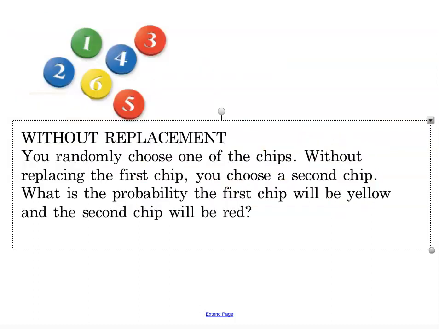So you probably remembered the spinner and the coin from last week from compound probability. This is new. This is dependent events without replacement. So watch carefully. You randomly choose one of the chips. Without replacing the first chip, you choose a second chip. What is the probability the first chip will be yellow and the second will be red? So we need a yellow first and then a red. Let's look at the probability of the yellow. The probability of the yellow is 1 out of 6.